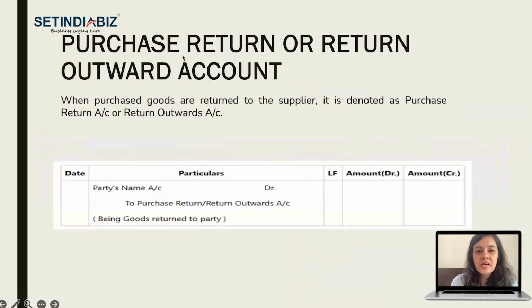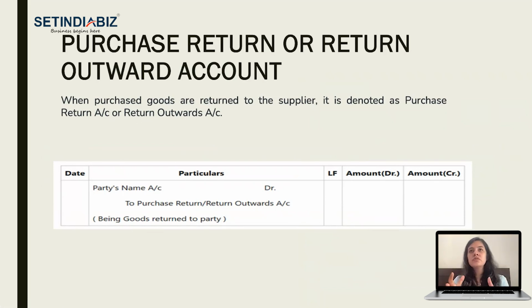Then purchase return or return outward account. When purchased goods are returned to the supplier, it is denoted as purchase return account or return outward account. Return outward account means whatever is going out.